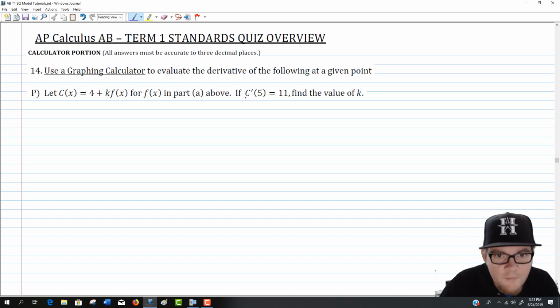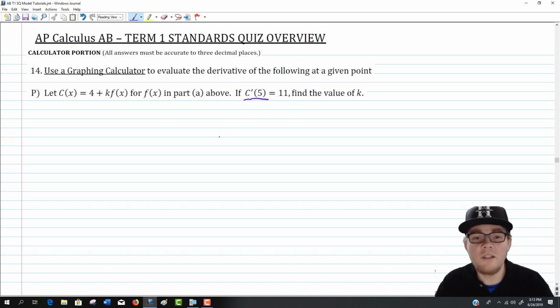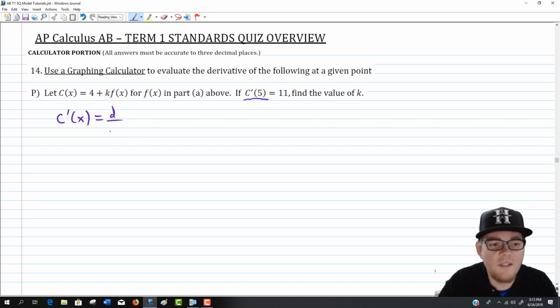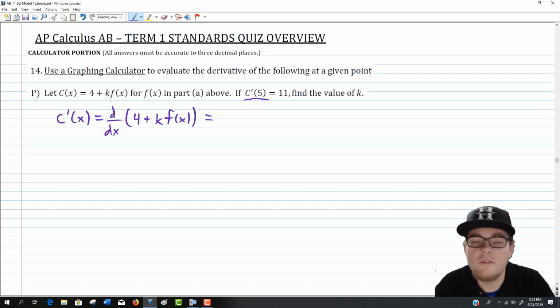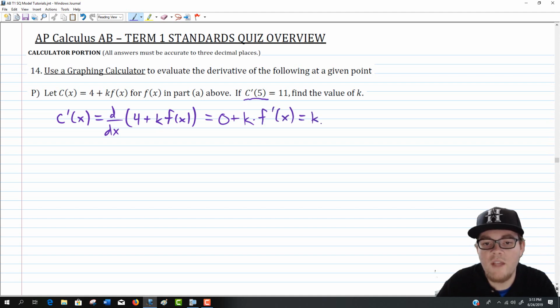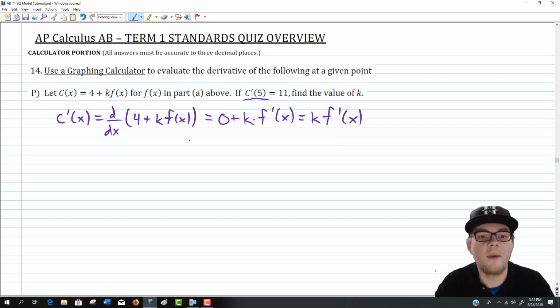So we've got a couple different things here. First, I noticed that it's mentioning c prime of 5. I think it would be helpful, therefore, to figure out what c prime of x is equal to. And that means we're going to have to differentiate 4 plus k f of x. Now 4 plus k f of x is just going to be a series of simple derivative rules. The derivative of 4 is 0. The derivative of a scalar times f of x is that scalar times the derivative of f, which means that our derivative is just k times f prime of x. So there's a good starting spot.